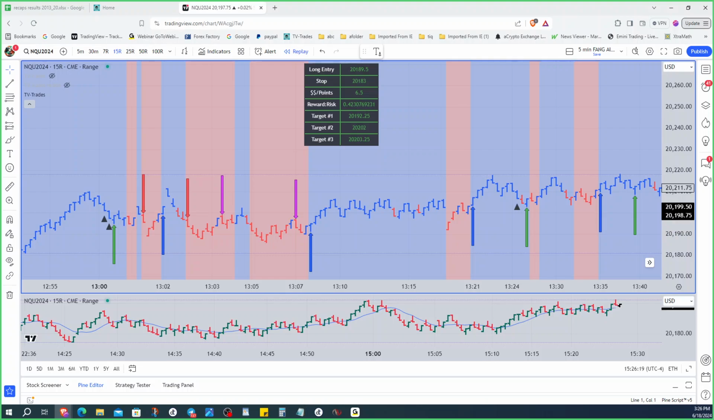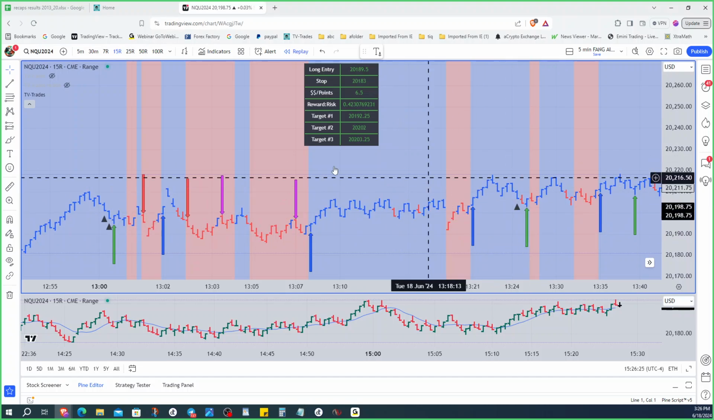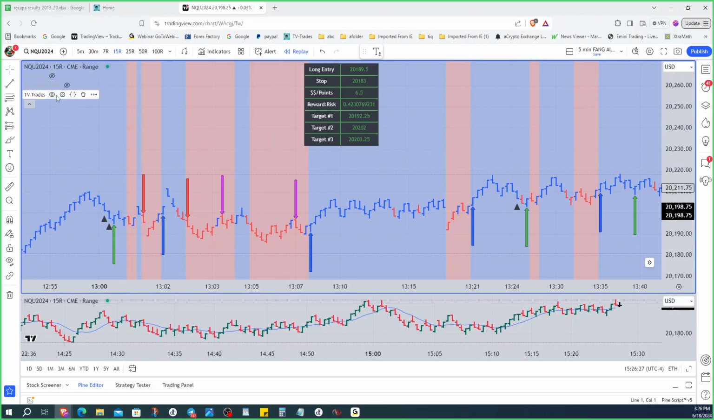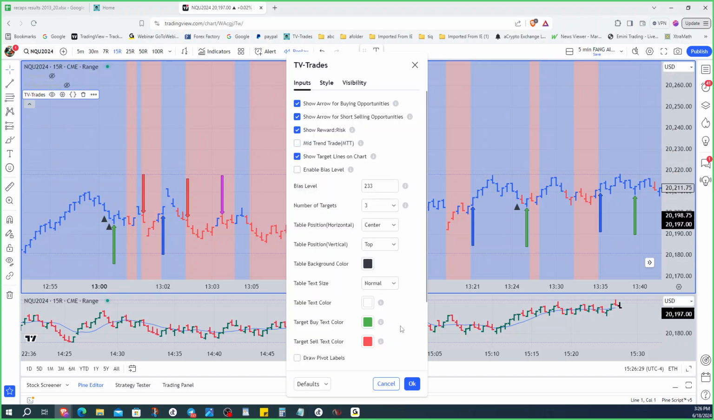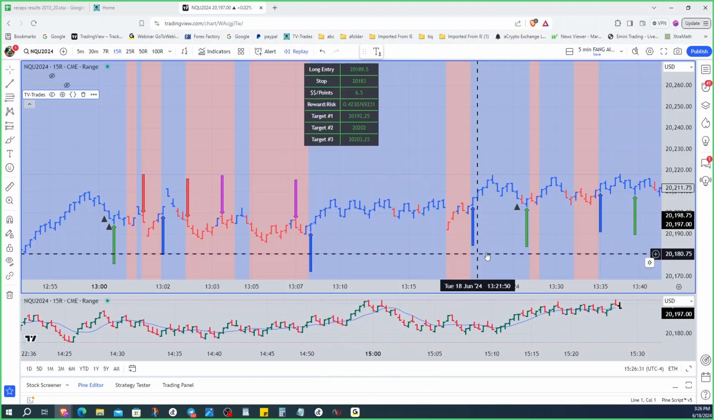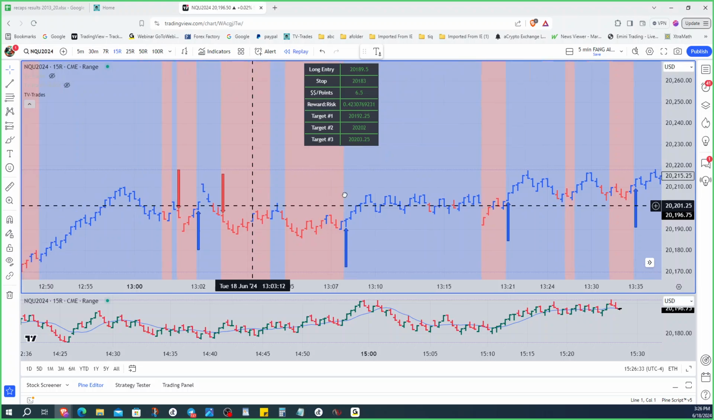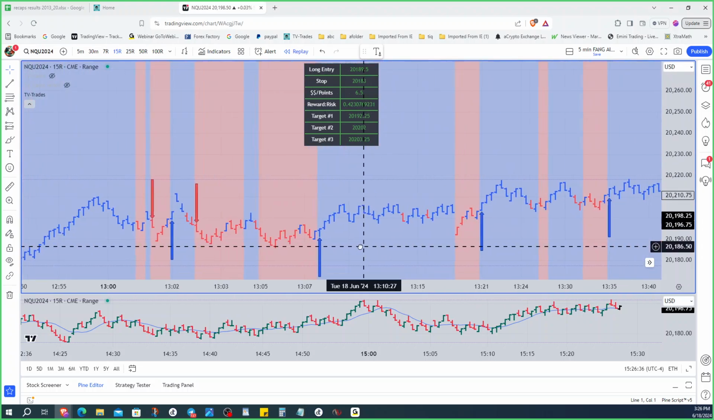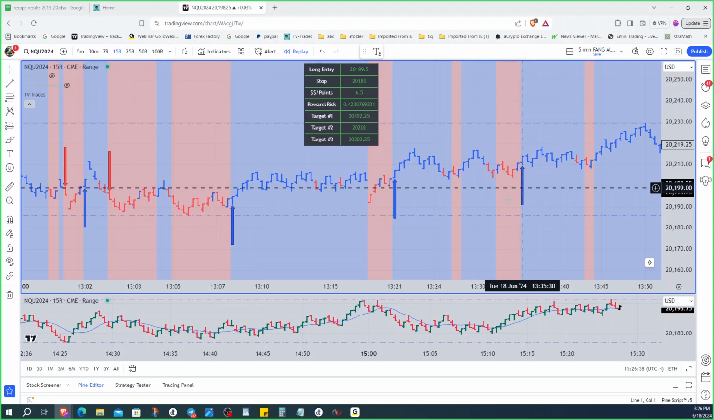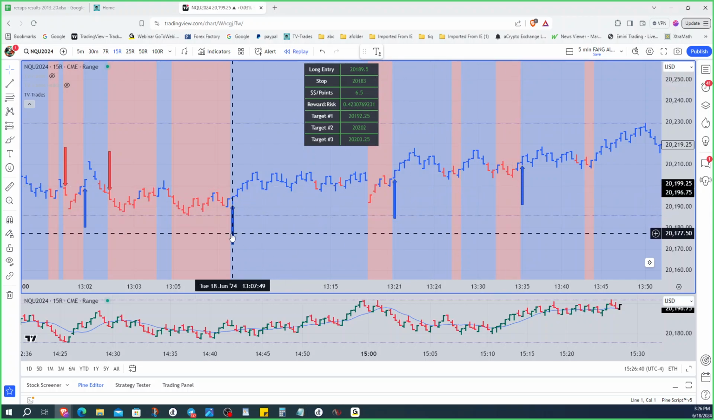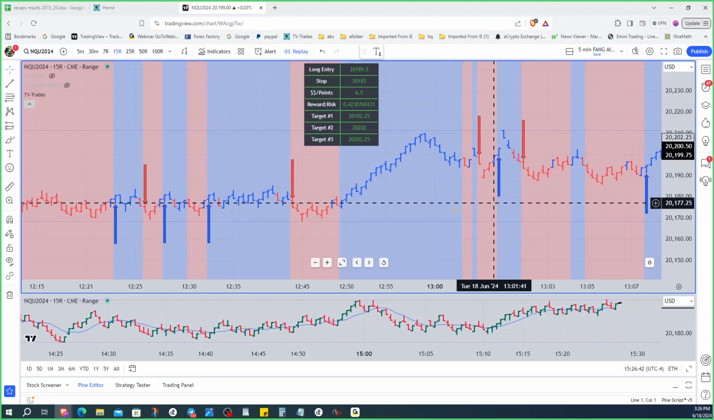Okay. You see the blue and green up arrows. What is the difference? These are mid-trend trades. The green up arrows are mid-trend trades. If we shut the mid-trend trade off, you're only going to have blue and red arrows. Red arrows are down and blue arrows are up. They happen closer to the beginning of the trend. They don't happen in the middle of the trend.